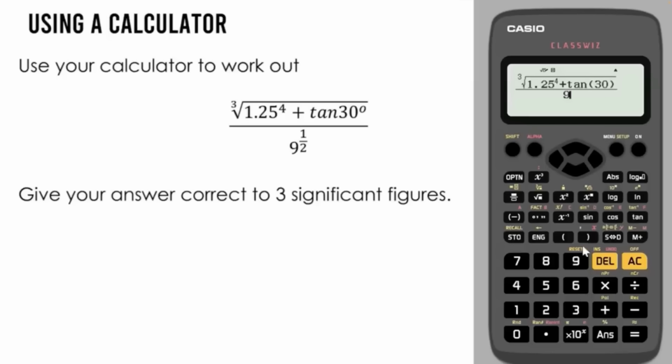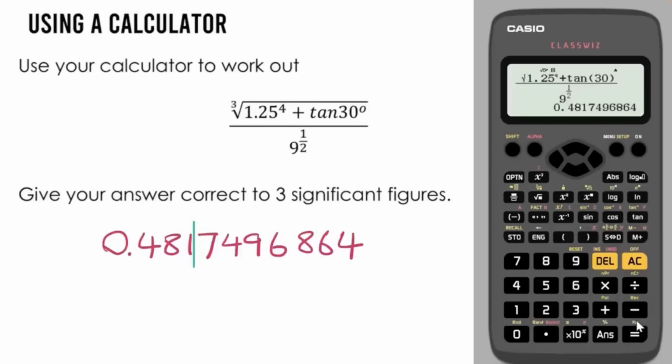So onto the bottom of the fraction, 9 to the power of a half. Once we've typed it in and we're happy it looks exactly the same as it does on the paper, we'll press equals. This question wants us to round to 3 significant figures, so we'll chop after the 1 here, so that'd be 0.482 as our final answer. So just making sure it looks identical to however it does on the page.